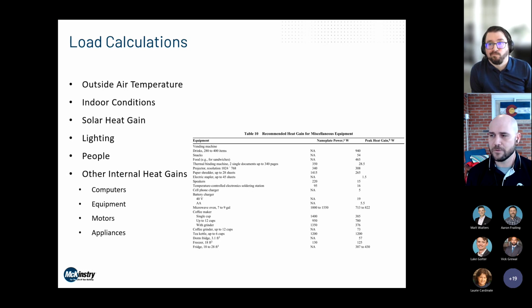And there are tables and tables, or pages and pages, excuse me, of tables just like this one in ASHRAE handbooks, and that are in the built-in libraries of load calculation software.